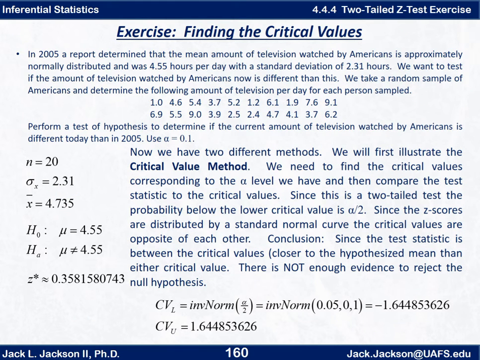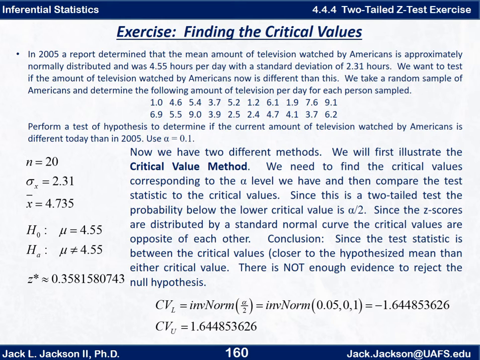Next, we have a choice. We can either go to the critical value method or we can go to the p-value method. And I'm going to actually do it both ways, and we'll see that we get the same conclusion. So for the critical value method, we have to find the critical values corresponding to the alpha levels that we were given. Since this is a two-tailed test, the probability below the lower critical value is alpha over 2, and the probability above the upper critical value is also alpha over 2. So together, the two critical areas make a probability of alpha, which is our threshold that we're willing to accept for a type 1 error.